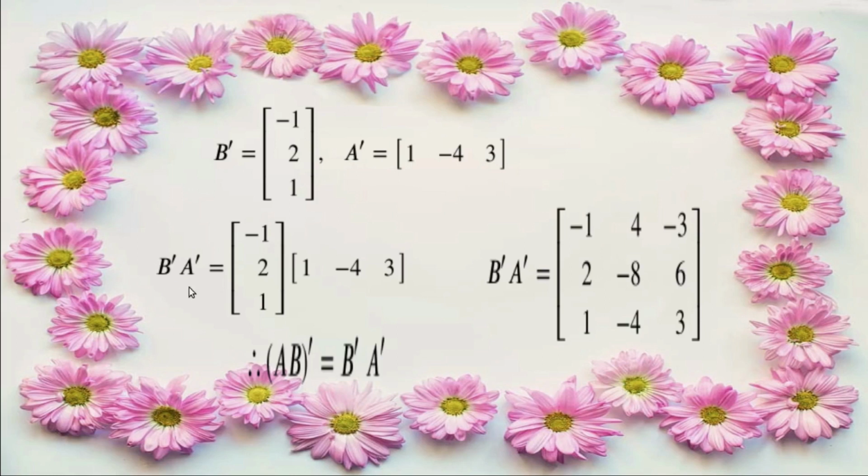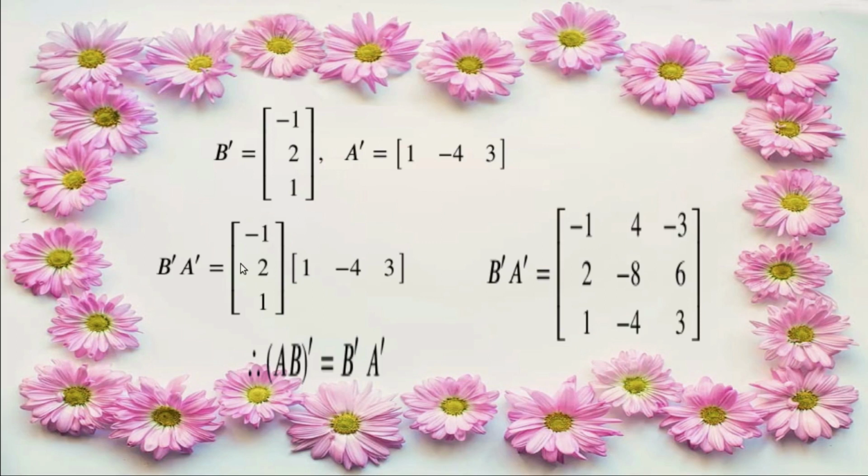So B transpose into A transpose is the matrix minus 1, 2, 1 into the matrix 1, minus 4, 3. Now this is a 3 by 1 matrix and the second matrix is a 1 by 3 matrix. The product is a 3 by 3 matrix. Now here, first row into first column, minus 1 into 1 is minus 1. Minus 1 into minus 4 is 4. Minus 1 into 3 is minus 3.